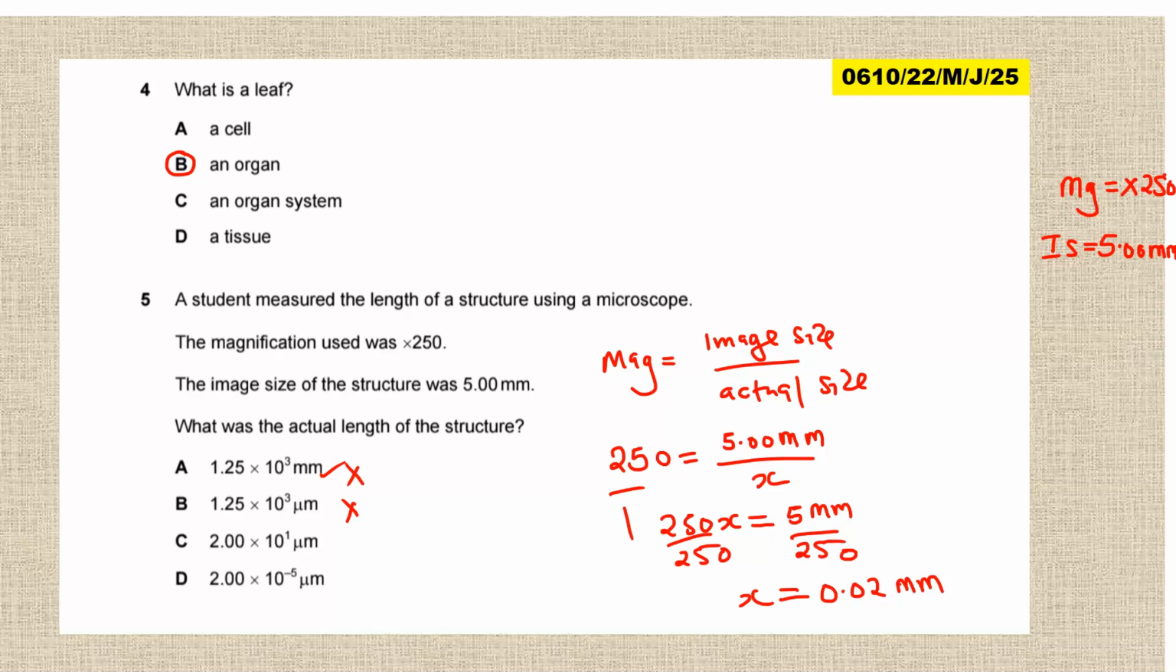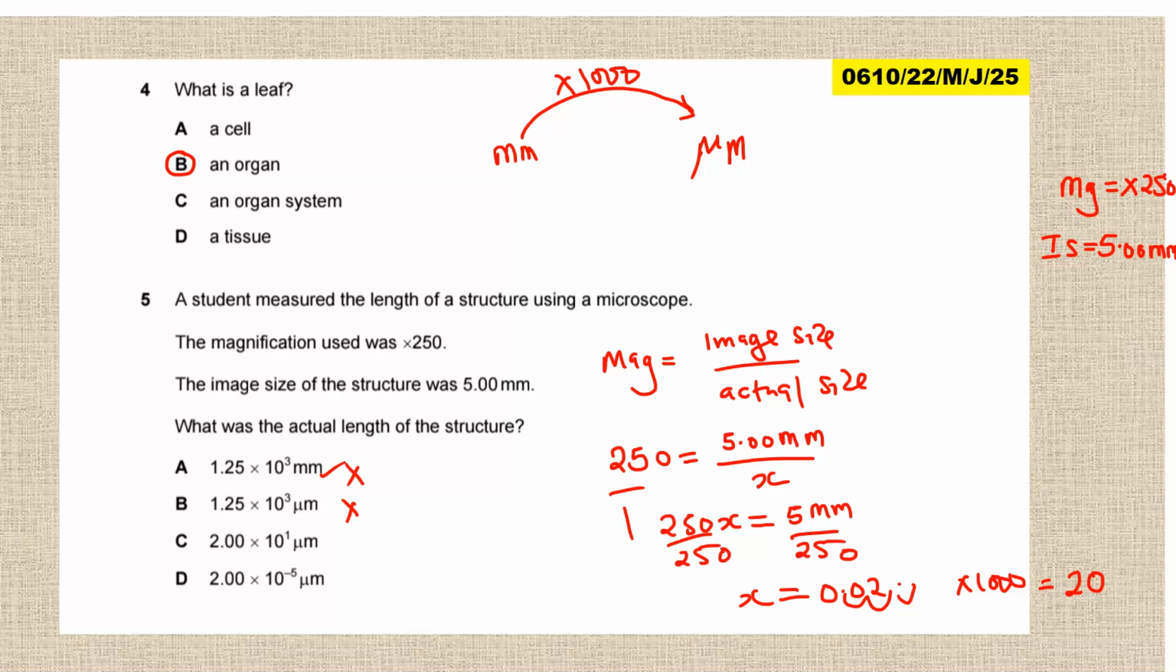Let us go for this. They are recorded in micrometer. If you are to convert this to micrometer, remember the conversion from millimeter to micrometer: you simply multiply by 1000. So here we are going to multiply this by 1000. We are going to move the decimal 1, 2, 3 places, so it's going to give us simply 20.